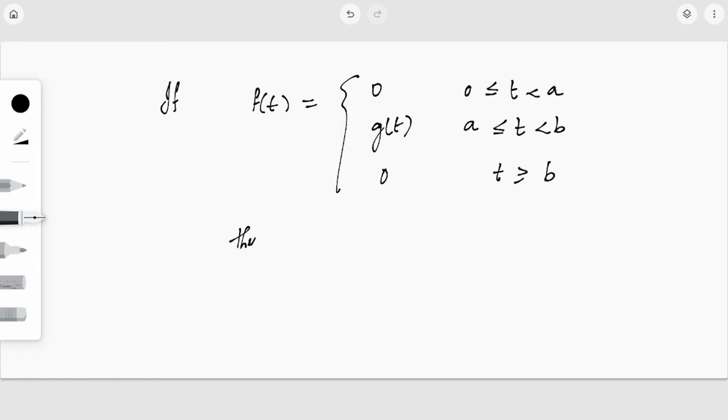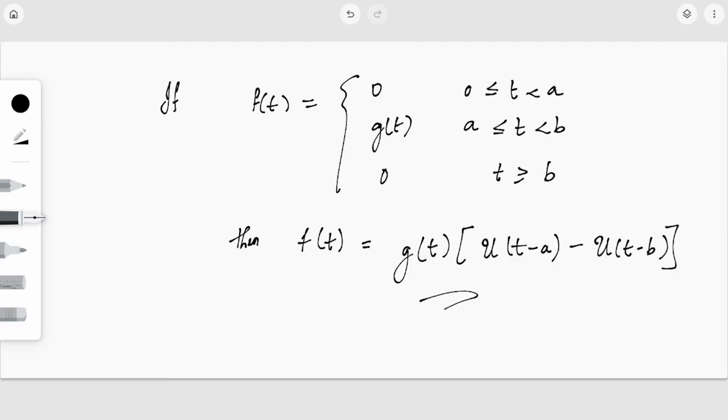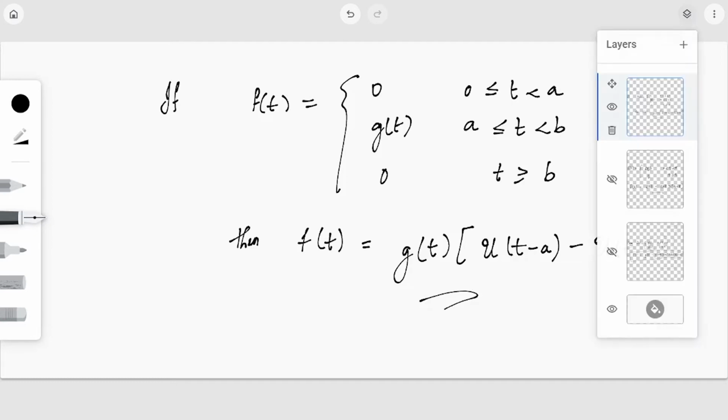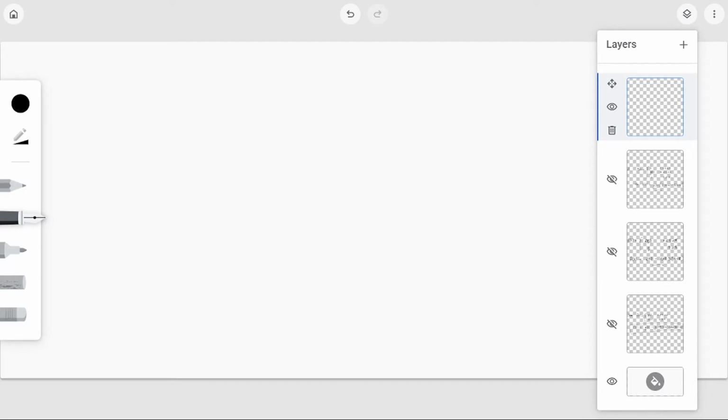Then we can write f(t) in terms of the unit function as follows. f(t) is equal to g(t) times the unit step function u(t minus a) minus u(t minus b). Okay, so this is another formula that you can keep in your mind so that we can do the problems when they are asked. So this is something about the unit step function that we shall be using for discussing the corresponding second translation theorem.